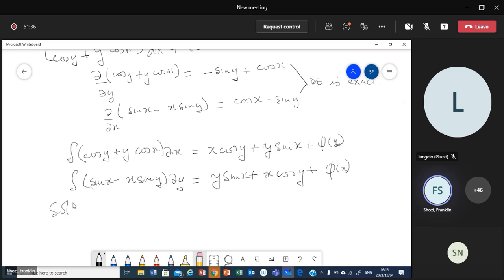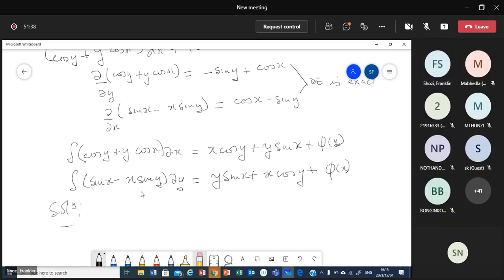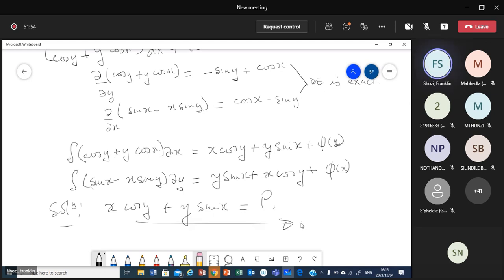Combine, therefore the solution will be, terms repeated. This is the same as that, so you write it only once, x cos y. This is the same as that, so y sin x is equal to some constant p. This is the answer. Okay, so far so good.